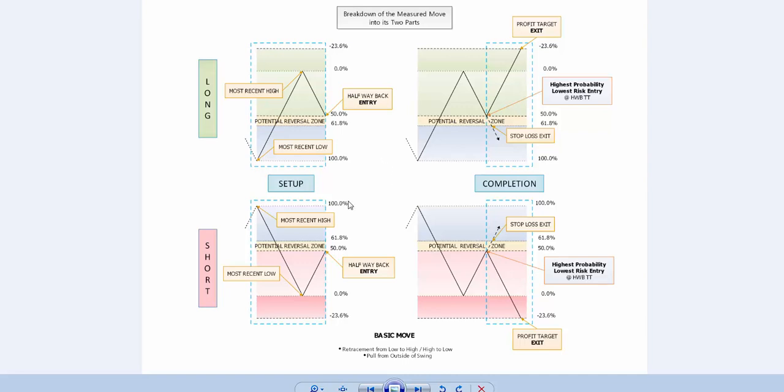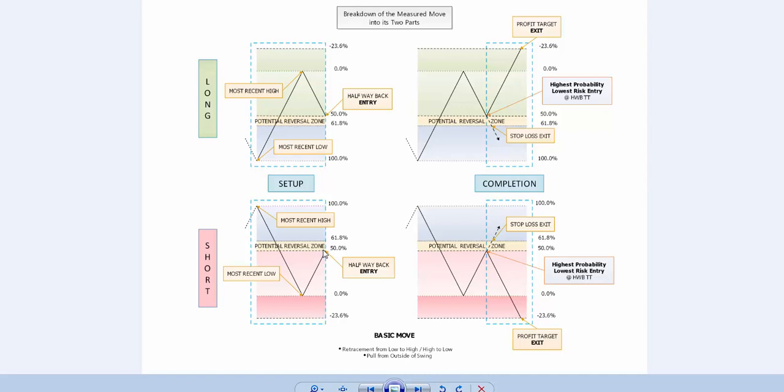So there is a traditional example. Here is a traditional short, or a basic measured move short. Its retracement is from lows to highs, or in this case, from highs to lows. Its 50% retracement is an entry into that trend.